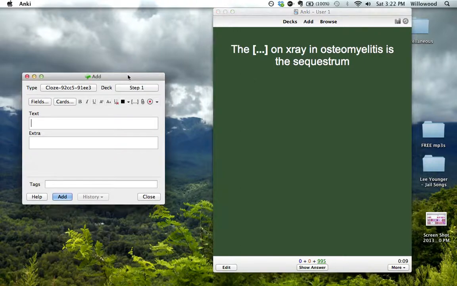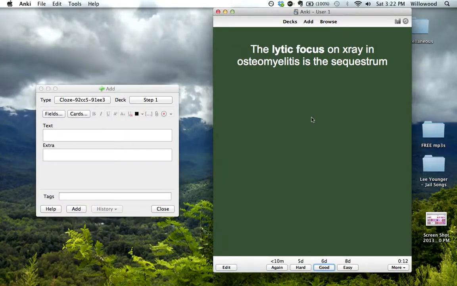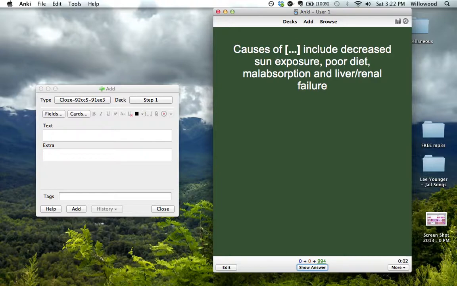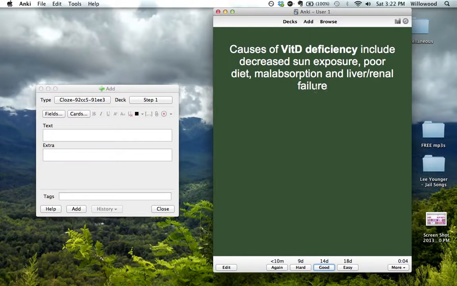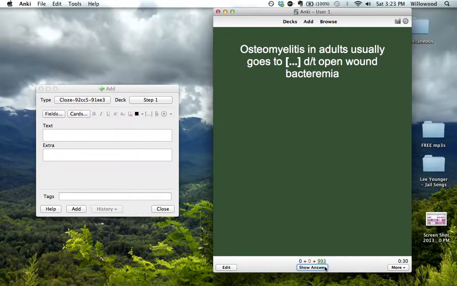So blank, X-ray, the lytic focus, cause of this is vitamin D. So you can see the fill-in-the-blank cards that I've made, and I've seen these a lot. My intervals now are pretty big. These are cards that I made probably a month ago. I can send this one far out, because I remember, obviously, vitamin D: if you don't get it in the sun, if your diet's bad, if you can't absorb, or if the organs that have the enzymes to make active vitamin D are bad, you're not going to make any. Things that I know, so I'll just hit that.